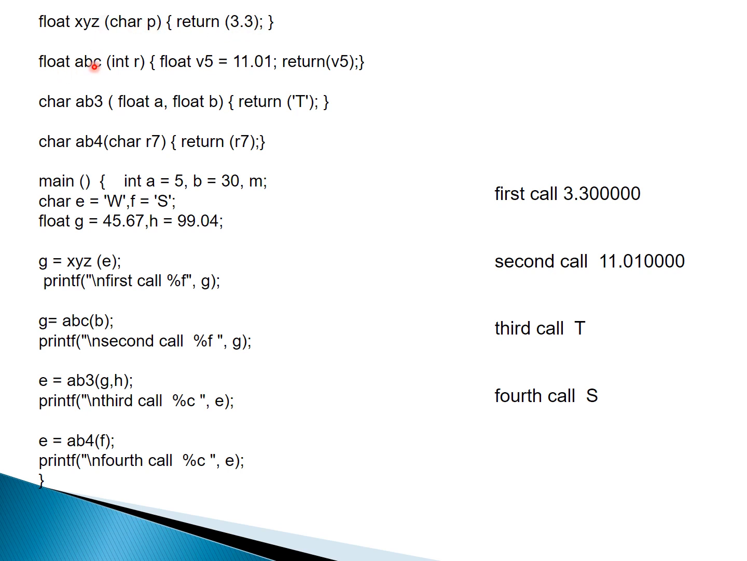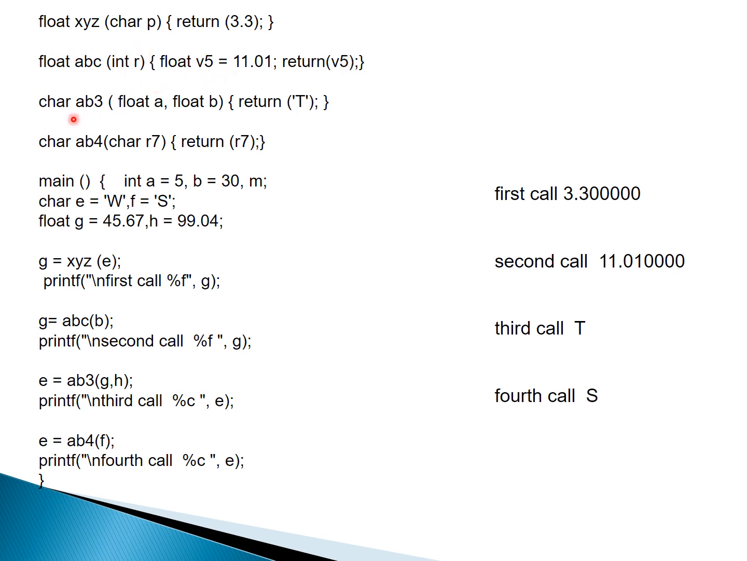Then we have another function. The return type is float. The name of the function is abc, and it can receive an integer value. Inside this function, we have a float variable v5 equal to this value, and it will return v5. So whatever integer it receives, it will return v5. So again, the return type is float here.